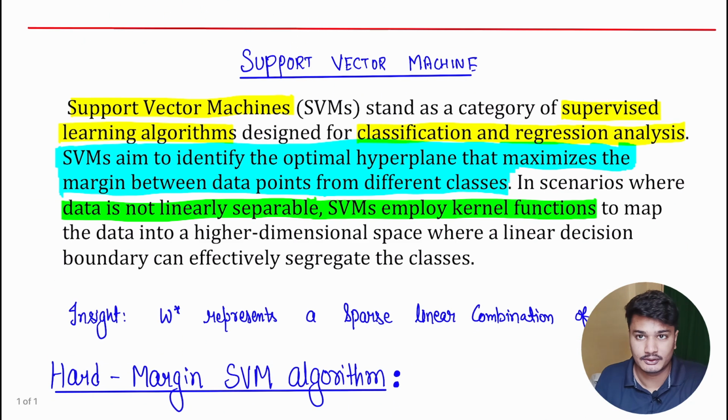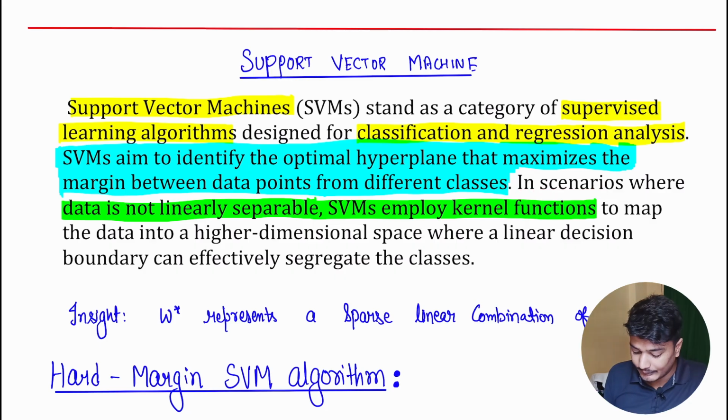So let's talk about support vector machine. Support vector machine is termed as a category of supervised learning algorithm designed for classification and regression analysis. SVM aims to identify the optimal hyperplane that maximizes the margin between points from different classes. What it does is maximize the margin. It gives us the W with the maximum margin.